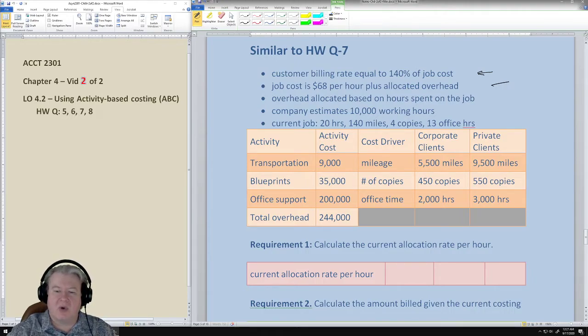So remember, when we're doing one allocation rate, we want to look for the estimates, right? So here's the estimate. So we get a bunch of this information. So you can see we've got transportation, blueprints, and office support. So here we're saying that there could be 3 cost pools, but we're going to first look at it under just one. Calculate the current allocation rate. So this is looking at it under just one. So the current allocation rate, we would say, well, what is the total amount of overhead? Well, that's our total amount of overhead, 244.